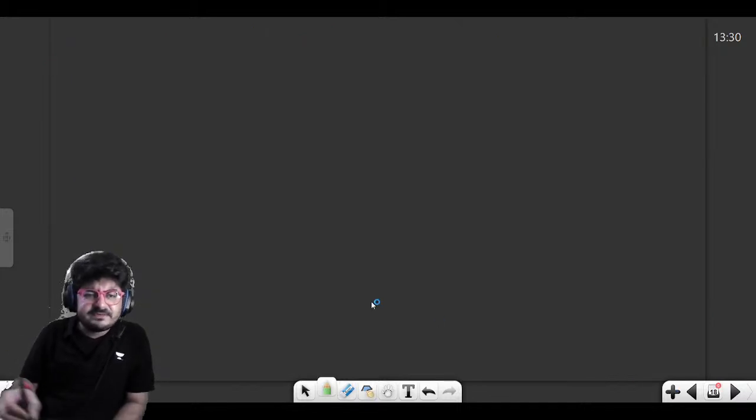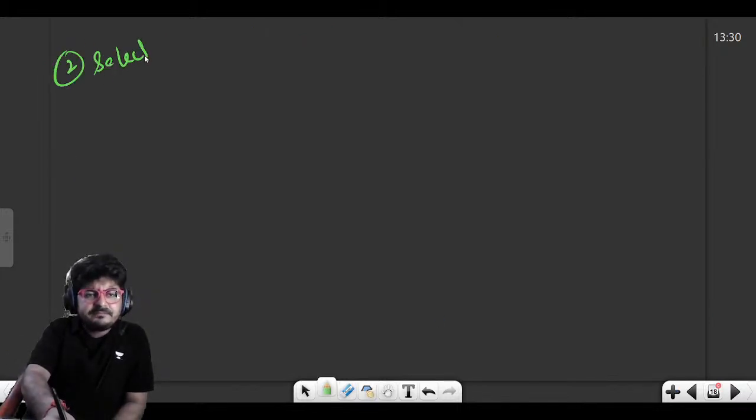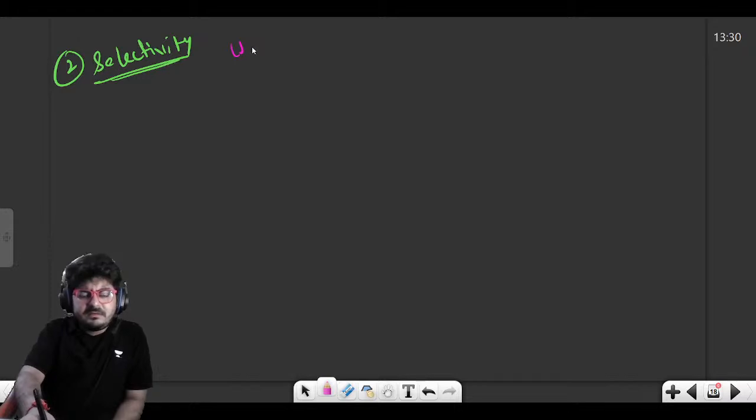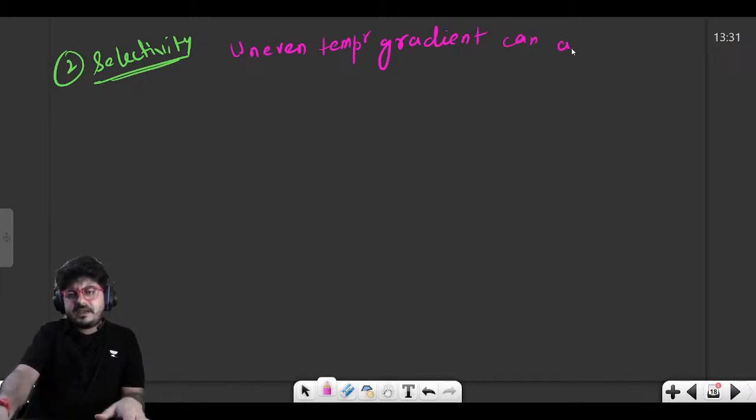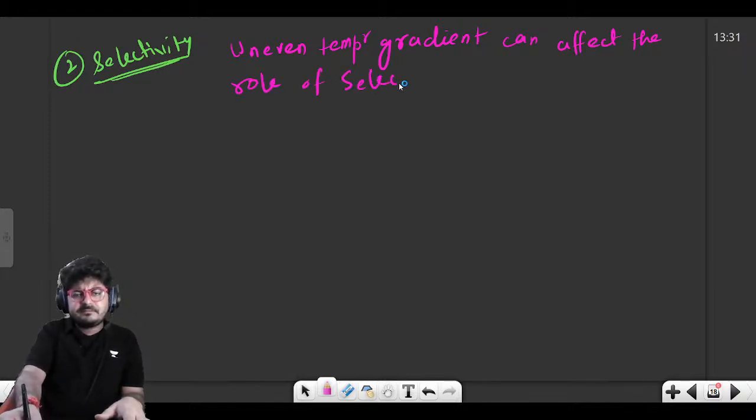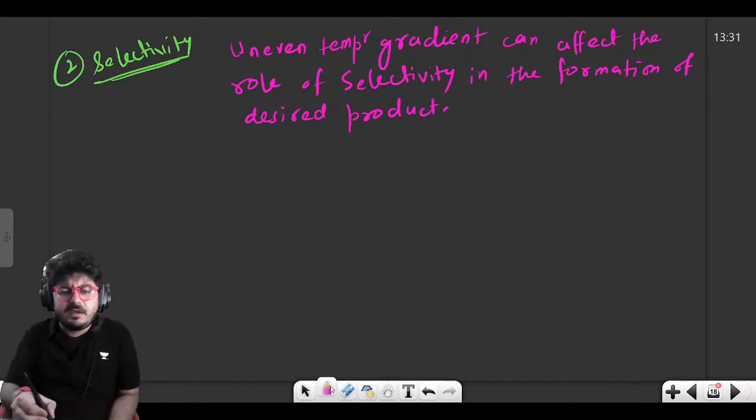Now, the second point is selectivity. An uneven temperature gradient, or you can say non-uniform temperature gradient, can affect the role of selectivity in the formation of the desired product. ठीक है?